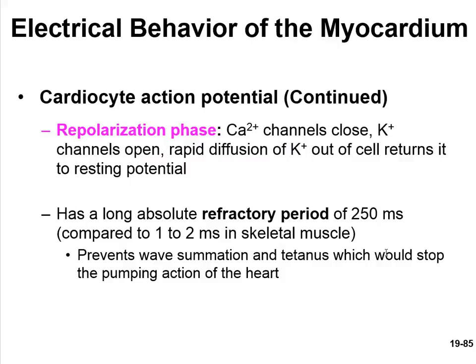There's a long absolute refractory period of about 250 milliseconds. This is different compared to skeletal muscle. We don't want our heart to go into tetanus. We want to give the heart time to relax. Relaxing means that chambers can fill up with blood, so that repolarization has a plateau for a little while before getting back to threshold, and the ability to re-stimulate isn't there for a while.